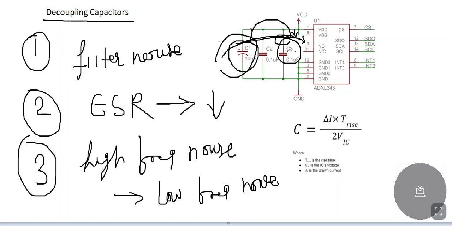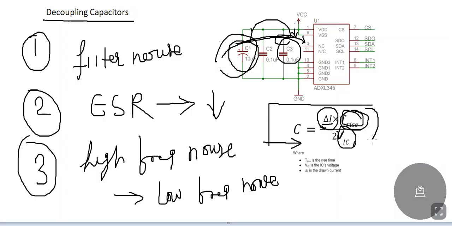Now, how do you calculate the value of this decoupling capacitor? You can calculate the value of decoupling capacitors using this formula, where C is equal to delta I into rise time, divided by twice the voltage of that IC. Delta I is the current withdrawn on that particular pin. The rise time you can get from the data sheets, and this is the voltage of that IC pin. So from this you can calculate the decoupling capacitor value, and also you can refer to the data sheets or application notes, where they will mention the appropriate value for decoupling capacitors.